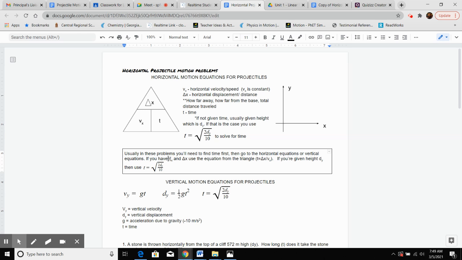Now, if you have both Vx and x, if you have horizontal velocity and displacement, you can solve for t using the triangle, covering up t: delta x over Vx. Now, if you're given height, again, use this equation. The vertical motion equations: your vertical velocity, because we're only launching things horizontally, we're not giving it an initial velocity, you're just taking literally gravity times time. The value that we're using for gravity is -10 meters per second squared.